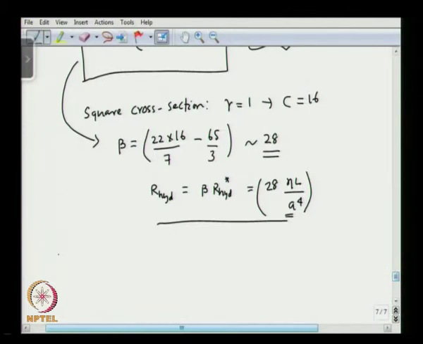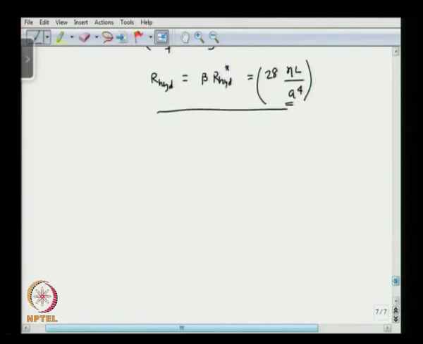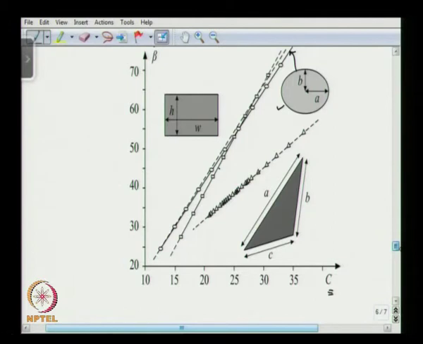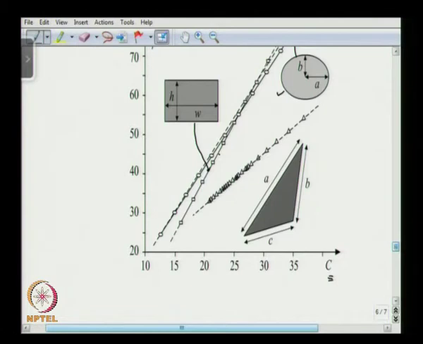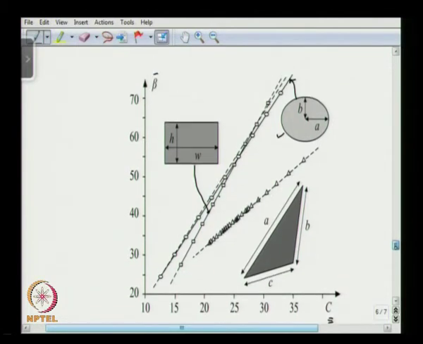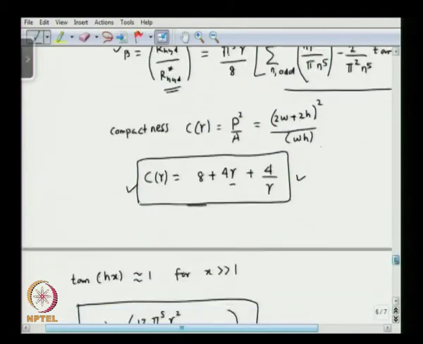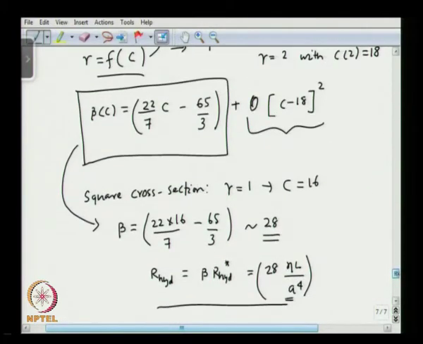Now let us consider a triangular cross section. Before we move on to the triangular cross section, we can check in the plot here that for a rectangular cross section, which is this line here, irrespective of the value of W and H, beta is going to be linearly dependent on the compactness C. That is what we also predicted from theory.